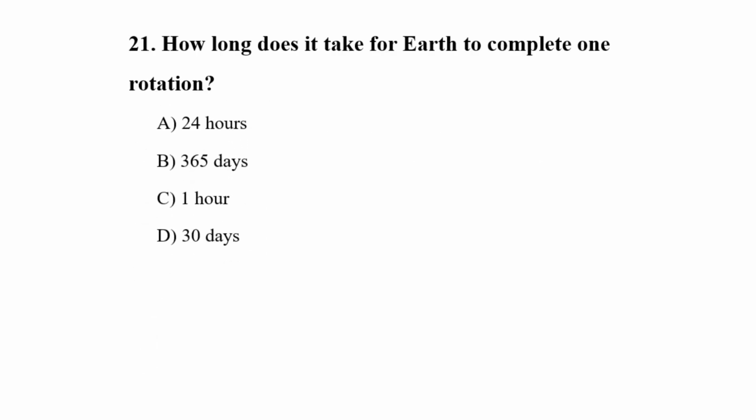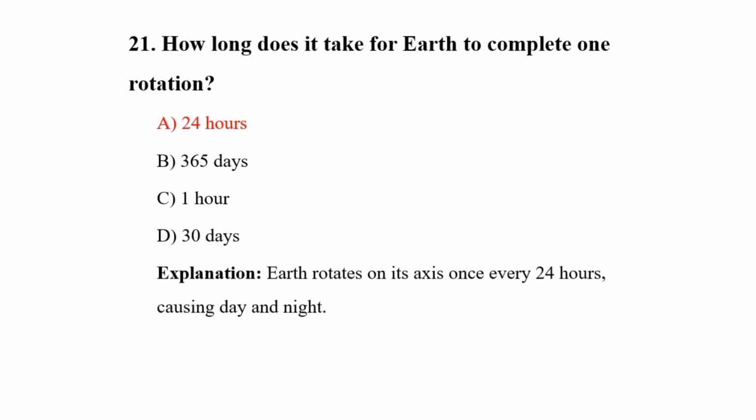Question number 21. How long does it take for Earth to complete one rotation? A. 24 hours, B. 365 days, C. 1 hour, D. 30 days. The answer will be 24 hours. Earth rotates on its axis once every 24 hours, causing day and night.